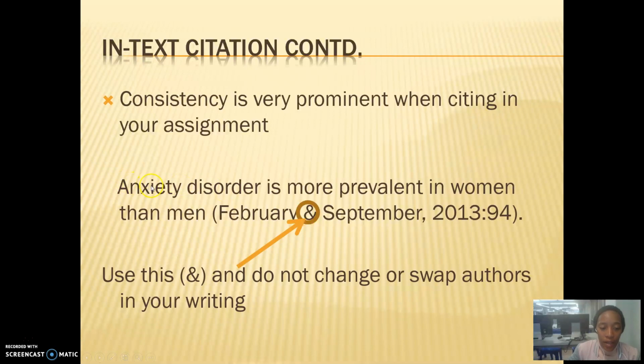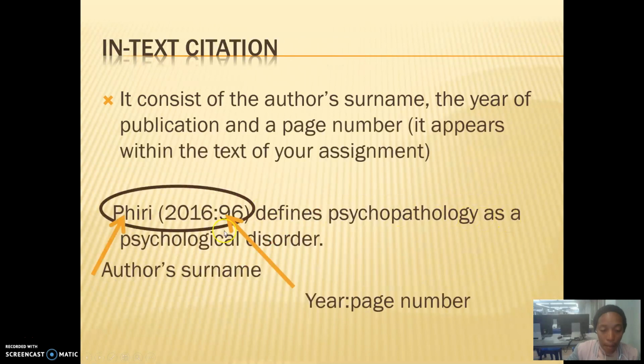This is what they say about anxiety disorder, that it is more prevalent in women than men. And as you can see here, my authors are within the brackets, whereas the period is outside, and then my year and the page number are within the bracket. This will depend on how you have structured your paragraph, but in this case, this is how I structured my sentence. If I'm referencing at the end, all my authors, the year and the page number have to be within the bracket. But if I'm saying this person is the one, they have to be outside, and then the year and the page number.